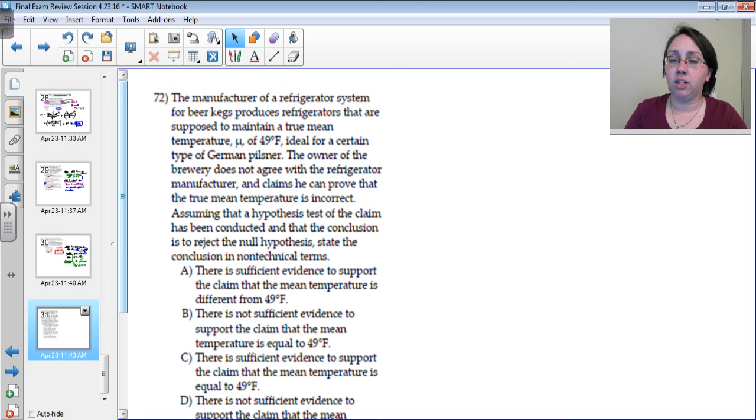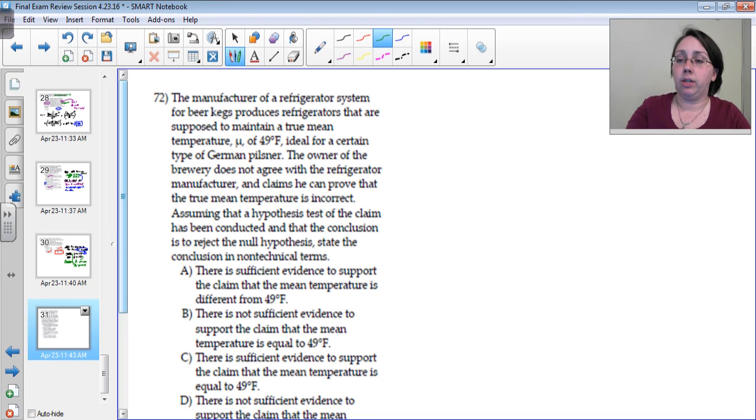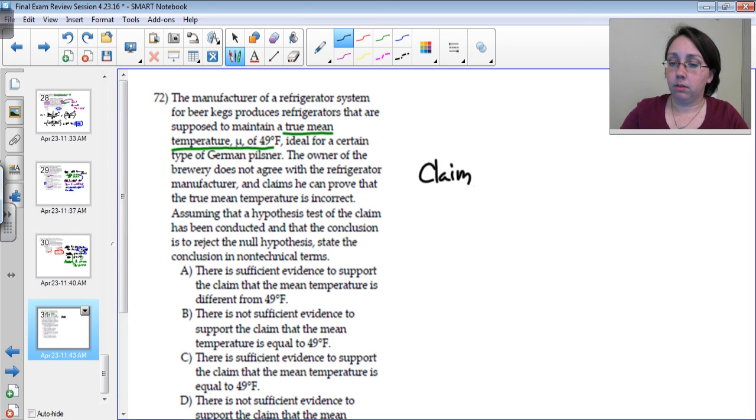All right, so we're trying to write the conclusion here. The manufacturer of a refrigeration system for beer kegs produces refrigerators that are supposed to maintain a true mean temperature of 49 degrees. That might be interesting, so I'm highlighting it. The owner of the brewery does not agree with the refrigerator manufacturer and claims that he can prove that the true mean temperature is incorrect. So what is the claim here? Well, let's write that in words, exactly what the claim is, and then we're going to translate that in terms of math.